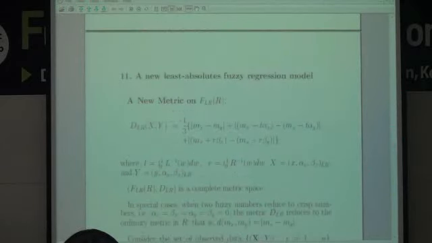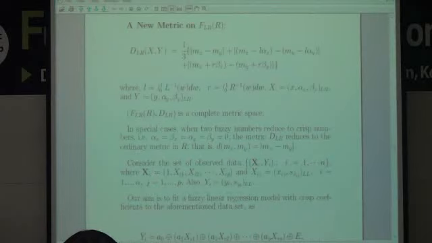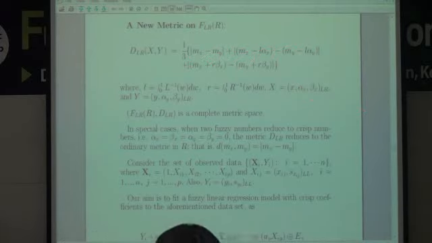We introduce a new least absolute fuzzy regression model for removing the problem of outliers. We introduce a new metric on the fuzzy numbers in this form. This is based on the absolute error terms, the absolute distance between centers and the absolute distance between spreads. We prove that this space is a complete metric space. And then we use this metric to model data sets, especially with outlier data.